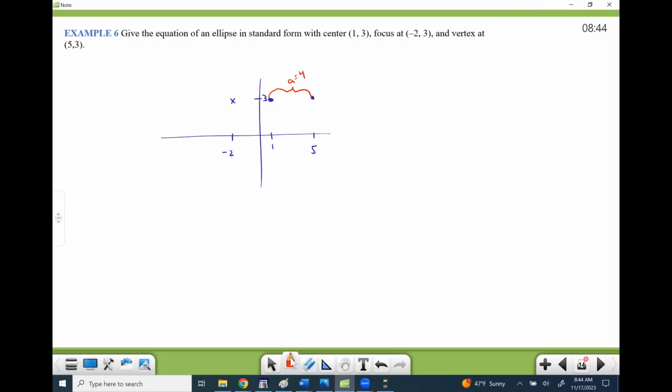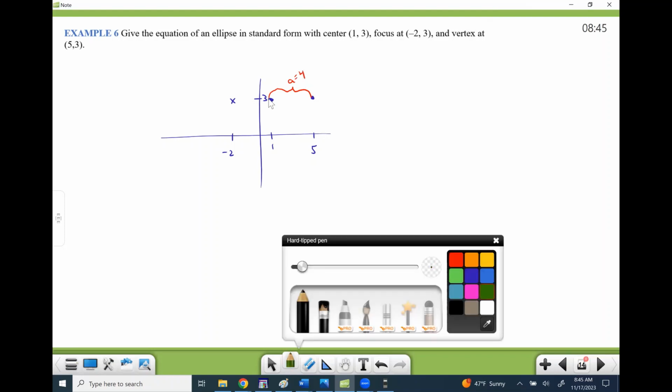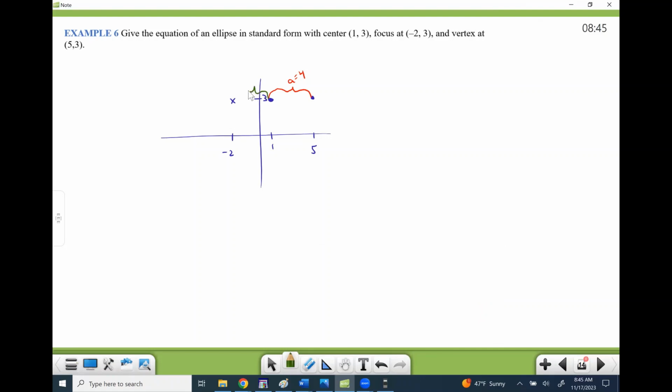Then they also gave us the distance from the center to a focus, which is the letter C. Well, that would be however far -2 is from 1. That would have to be 3, right? 2 spaces to get to here and 1 more. So that adds up to 3. So they gave us everything we needed to get this done.